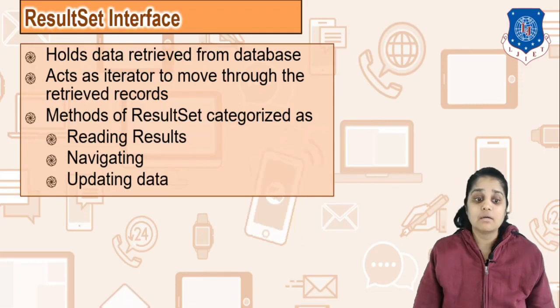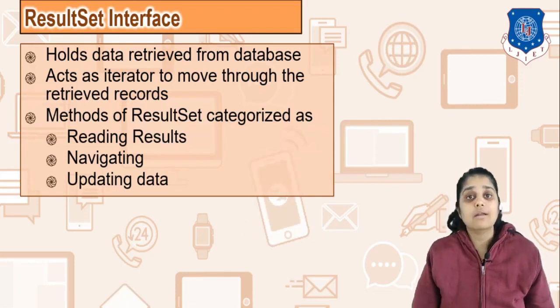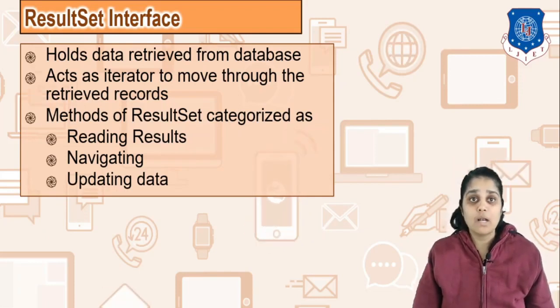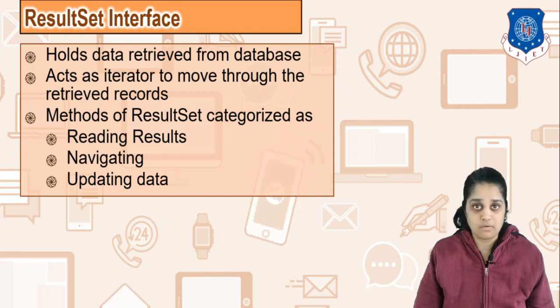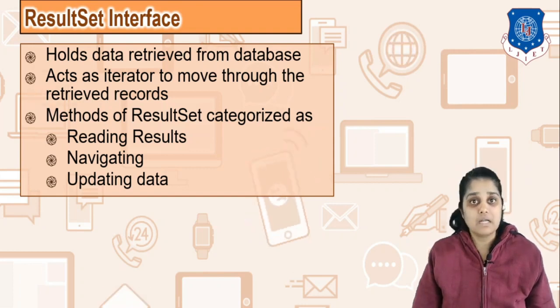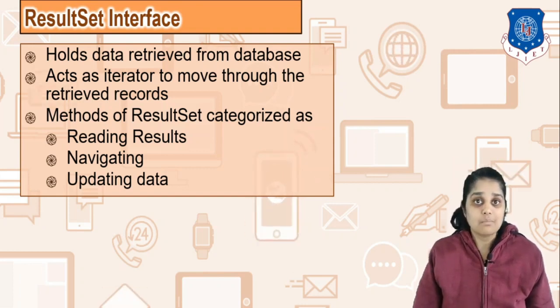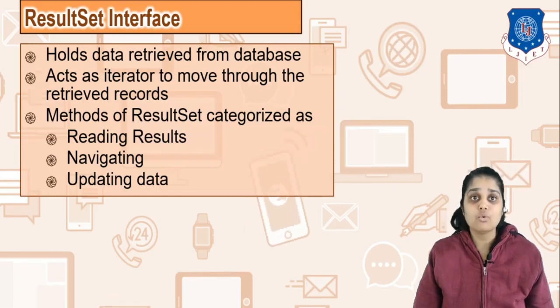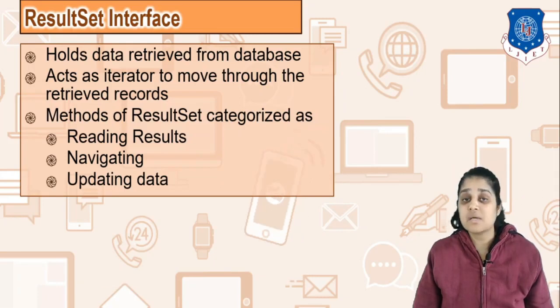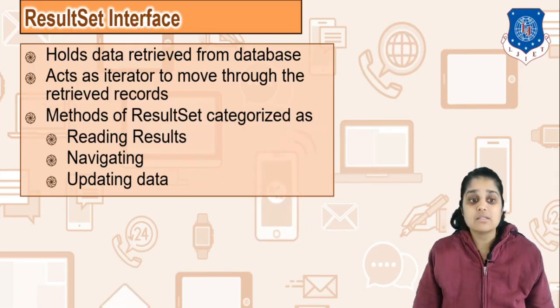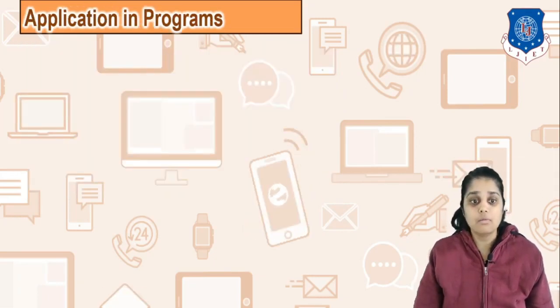The second is the navigating methods, which help you to move through, or iterate through, the various records or rows that are retrieved. And the third is updating data. This updating data method is going to help you to update the data in a database without firing a specific query. So let us see this with the help of a practical program.